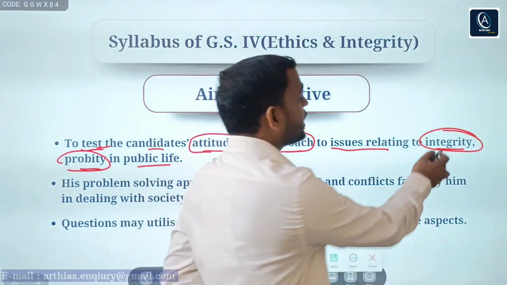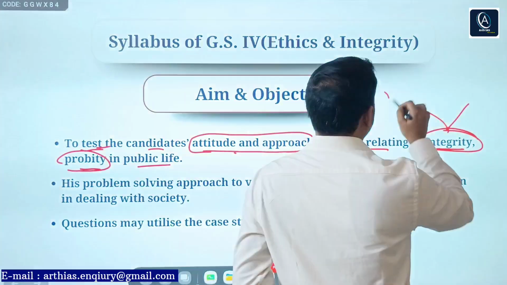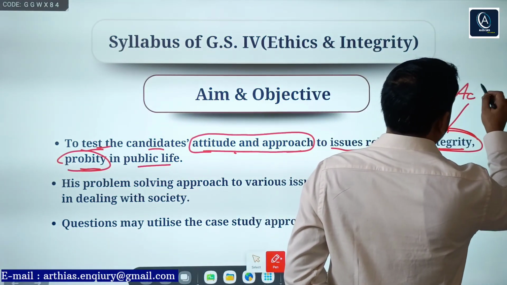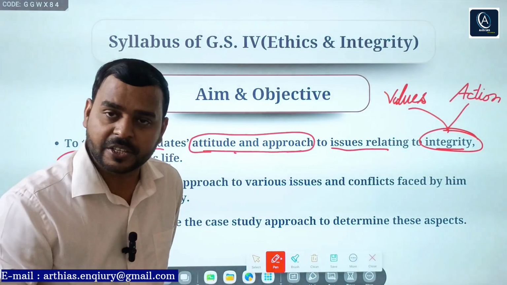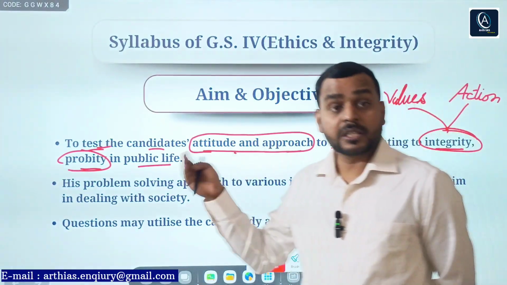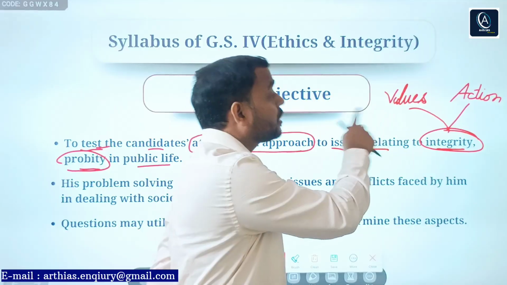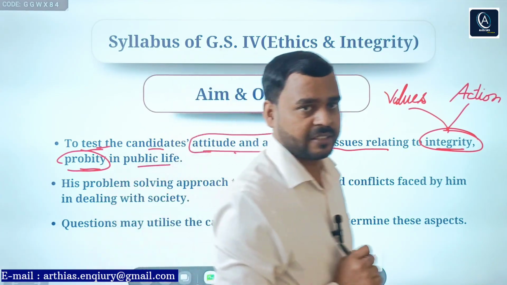So simply, integrity means it is a balance between your values and action. That is the simple meaning of integrity. When we discuss the topic, we will discuss it in detail, but here I am simply telling you that it is a balance between values and action. That is the simple meaning of integrity.